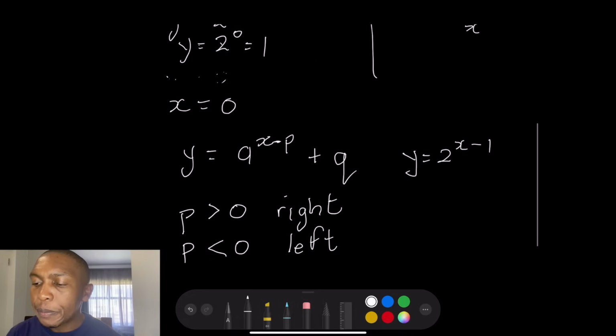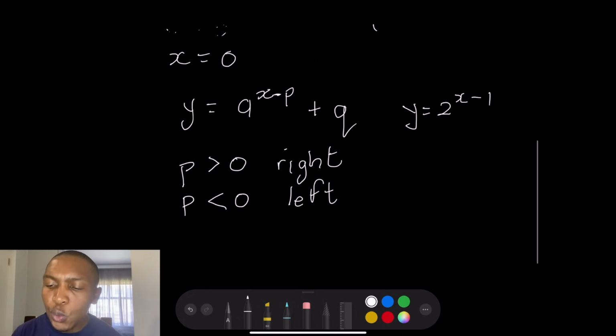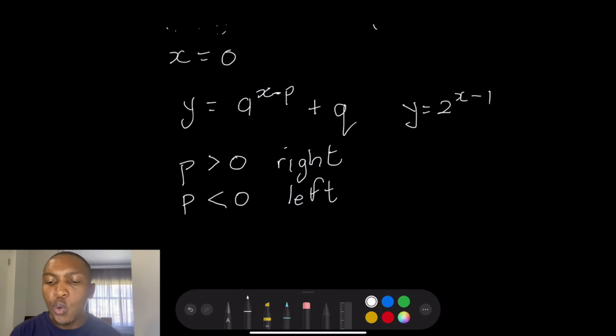Now, for p, let's go for p first when we're talking about shifting to the right and to the left. When p is greater than 0, we said we are shifting to the right. So that means that this is what we call a horizontal shift, and obviously shifting to the left or to the right.